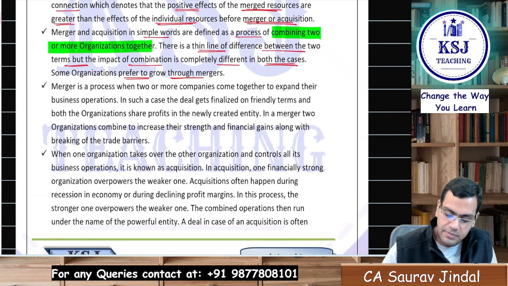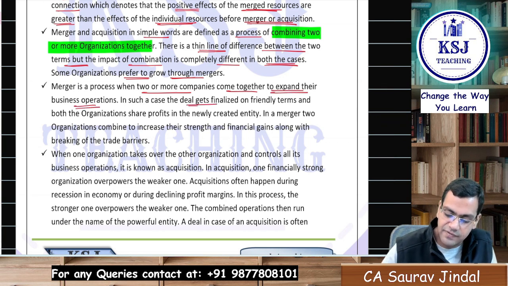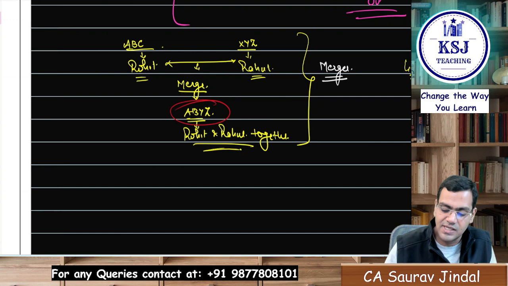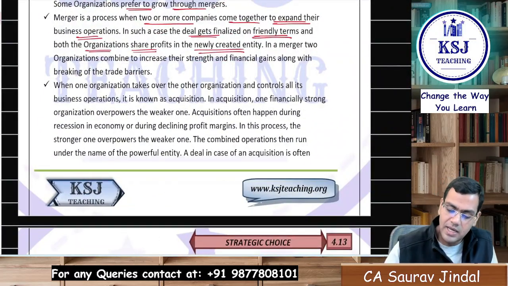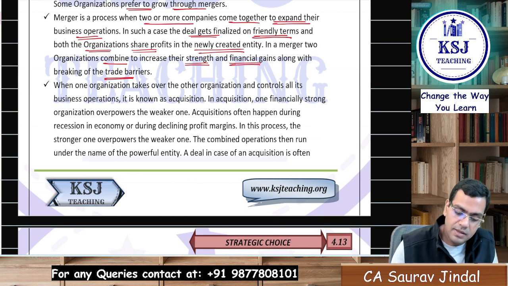Now read it. Merger is a process when two or more companies come together to expand their business operations. In such a case, the deal gets finalized on friendly terms and both organizations share profits in the newly created entity. Whatever profits are earned from ABCYZ Limited, Rohit will get a share and Rahul will also get a share. They decided on friendly terms to merge together and grow, to beat the market. In a merger, two organizations combine to increase their strength and financial gains along with breaking trade barriers. Clear? That is about the merger.